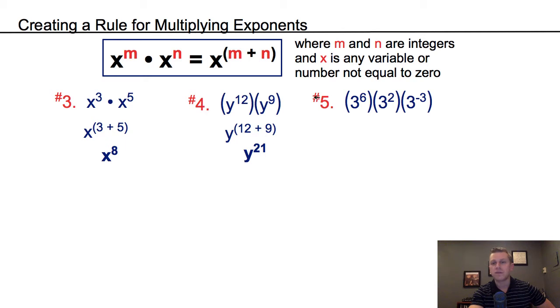And don't get confused by number 5. Just because these are not algebraic expressions and they're actually numbers, it still works the same. When I multiply things with the same base, I can keep the base and just add the powers. Here I'll add 6 plus 2 plus negative 3. 6 plus 2 is 8, minus 3 is 5, meaning here I get 3 to the 5th, which would be 243. This one I was able to simplify one step further because they were just numbers and not a variable to some power.